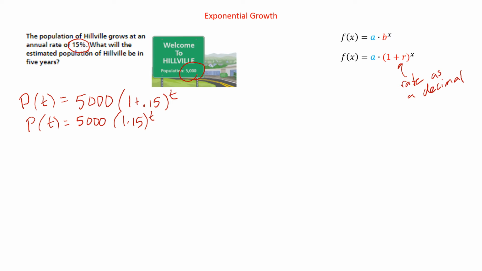So we want to find what will the estimated population of Hillville be in 5 years. So we're going to plug in 5 for t. Population at 5 will equal 5,000 times 1.15 to the 5. The very first piece of this that we do is the 1.15 to the 5, which, being that it's in your calculator, you don't actually have to write the step out. So 1.15 to the 5th power should be about 2.011. So if you're following along, you should get about 2.011. And then we're going to multiply by 5,000.